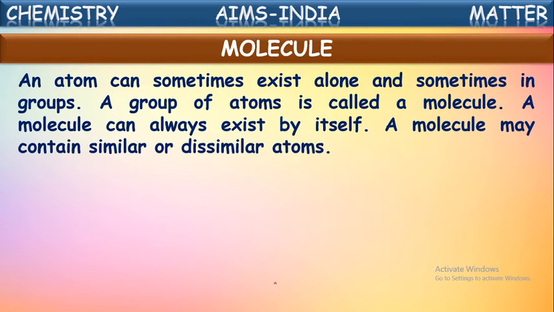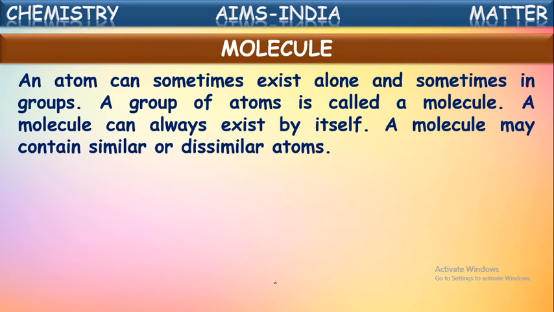A molecule can always exist by itself, independently. But atoms sometimes may exist independently, and sometimes they may not. Some kinds of atoms exist independently, but some kinds of atoms cannot exist independently. They exist only in group form. This group of atoms is called a molecule, and molecules can exist independently.